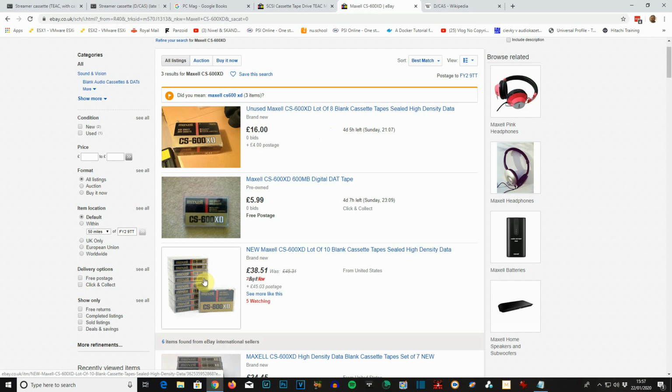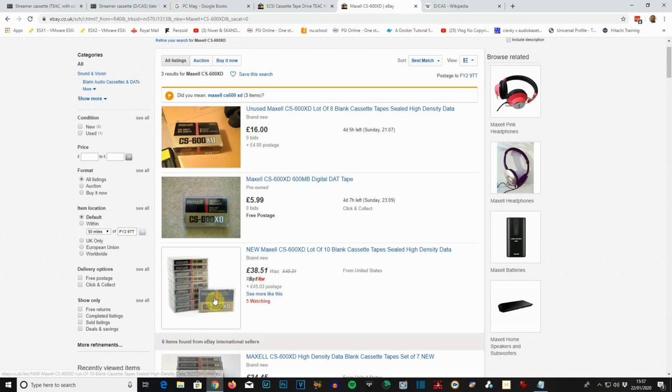But the bottom line is, who's using these streamers? Nobody. Why would you, unless you've got some really old legacy stuff in a manufacturing company that's running old computers or old robots that they never upgraded? Who knows? But the reality is these cassettes are really just for collecting. They have no practical use, and they're certainly not worth £16 for 8 of them.